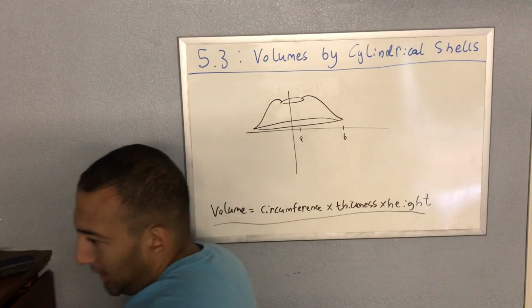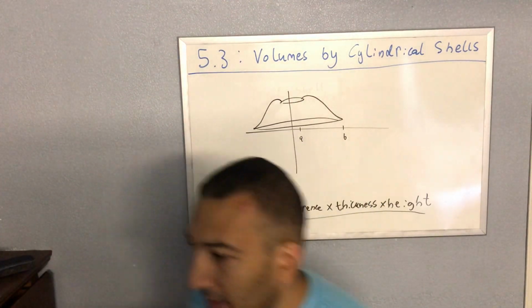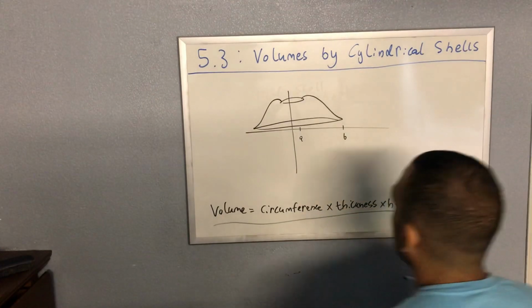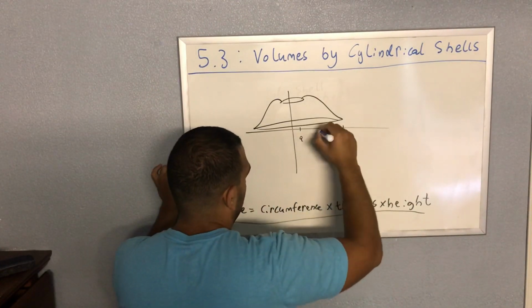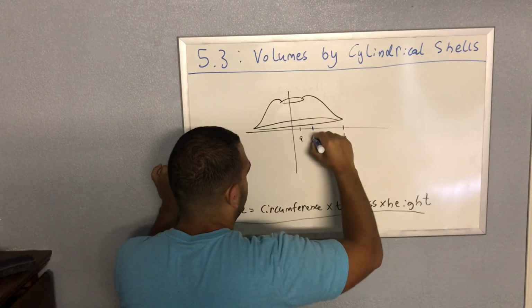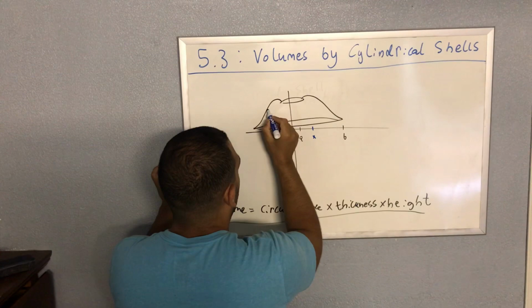And so the cylinders that we construct are going to look like this. Say that we take this point x, and so we have a cylinder like this.